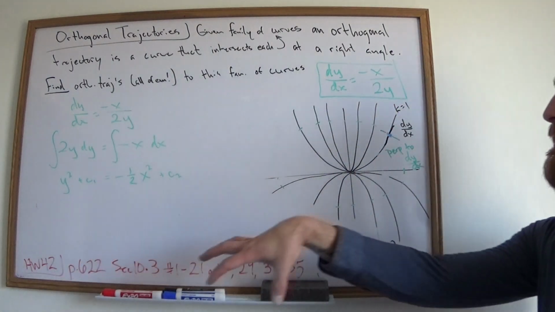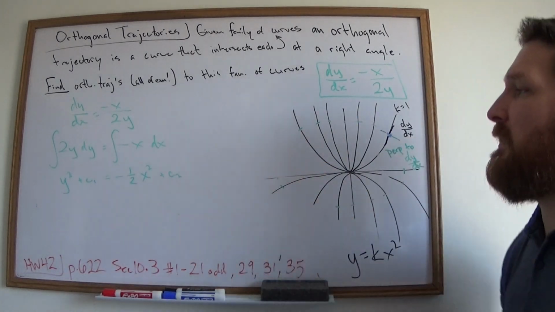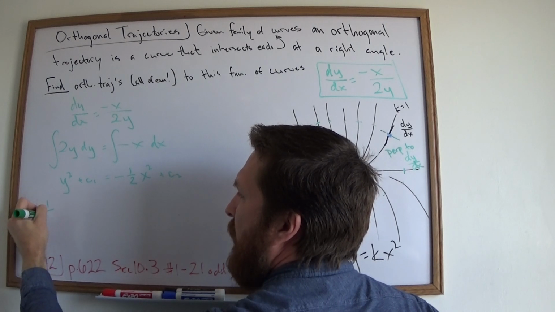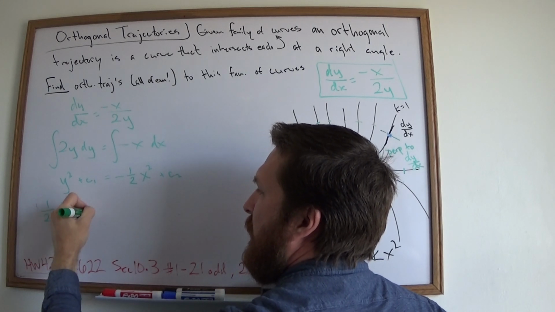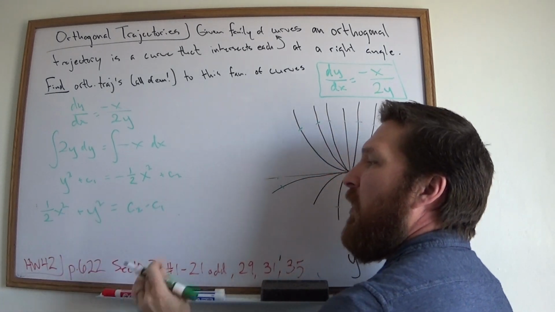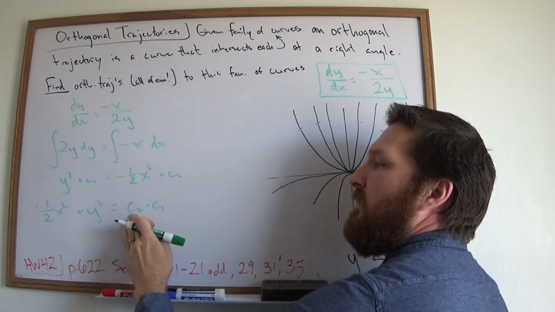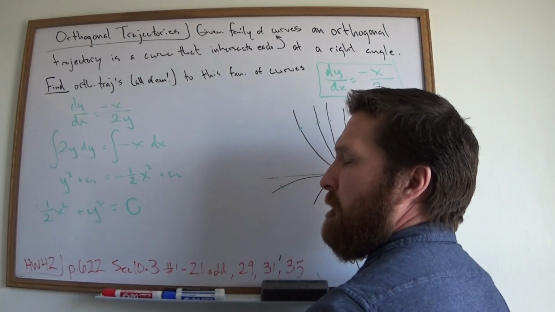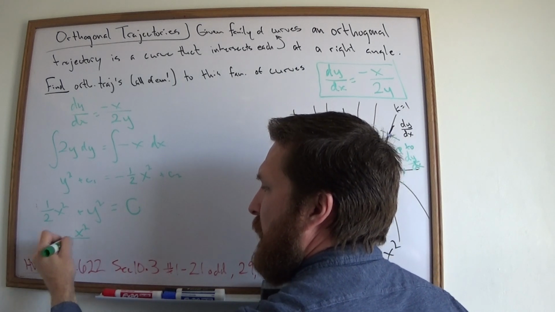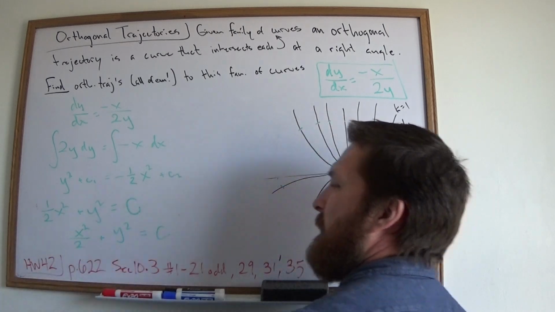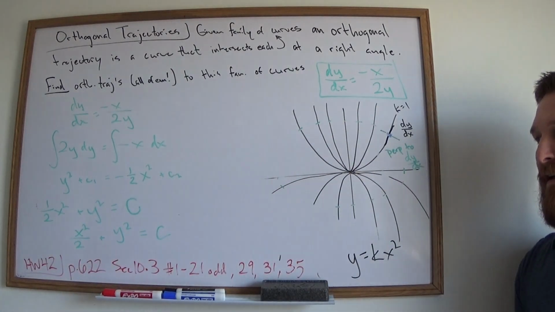Now let's get our constants together. Get everybody else over here. We get 1/2 x squared plus y squared equals c2 minus c1. Or how about I just absorb all of those and make them a big C? x squared over 2 plus y squared equals c. What type of objects are these? Ellipses. They are ellipses.